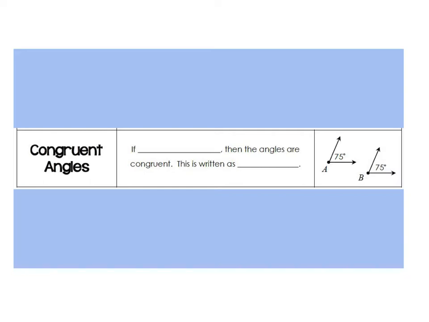Okay, so this one says if the measurement of angle A is equal to the measurement of angle B, right? Then the angles are congruent. And this is written as angle A is congruent to angle B. But quick thing that I want you guys to notice. This is an equal sign. Okay? And I'm not saying they're equal, I'm saying they're congruent. Okay? Because we're describing angles.